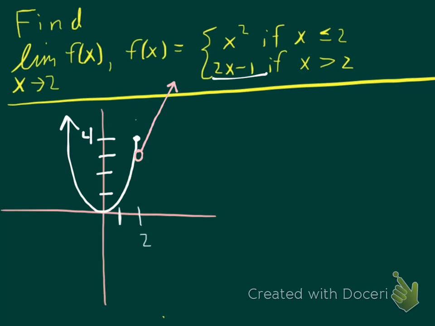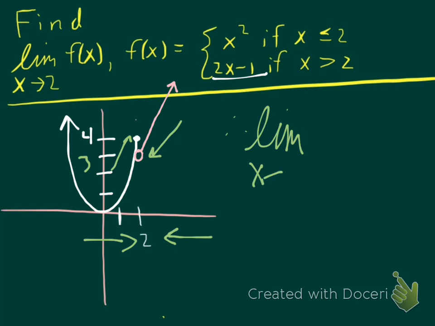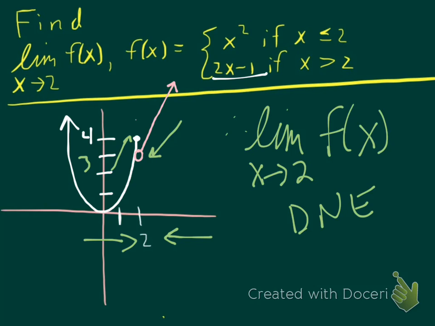Okay, so we can see as x is approaching 2 that from the right, the y values are going down here to 3, but from the left the y values are going right up there to 4, and so we say the limit as x approaches 2 of f of x does not exist. Okay, and there you go. That's how you do that.